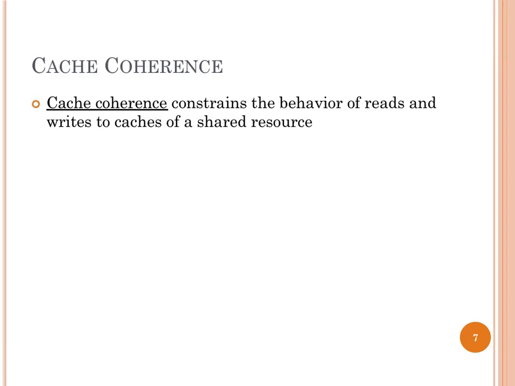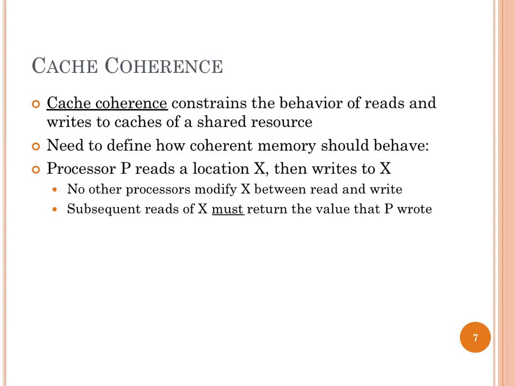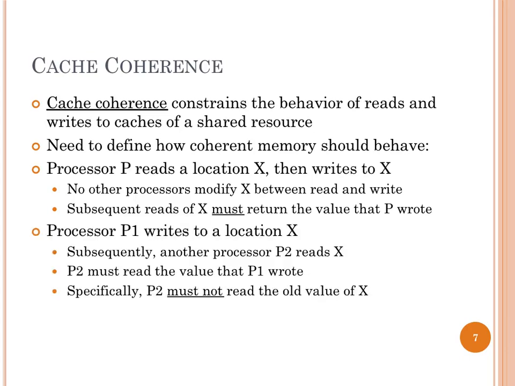And we're going to call it cache coherence, because we'd like the caches to remain in a globally coherent state. The cache coherence mechanism is what maintains the state of sanity amongst all these isolated caches of a shared resource. Okay? So we need to define how they behave, and these are a few examples, the typical examples given for cache coherence. I read a location X and then write to X, and no other processors modify X between the read and write. So other reads of X after this write should see the value that processor P wrote.